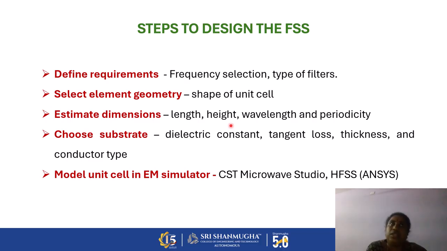In Rogers there are so many different permittivity values. According to our frequency ranges, we can choose the dielectric constant and then loss tangent, thickness, and then conductor type. The conductor, mostly we are using copper. And next one, simulation tool. What we are using for designing the FSS is CST Microwave Studio and then ANSYS HFSS. Mostly we are using CST Microwave Studio software for simulating the FSS structure.